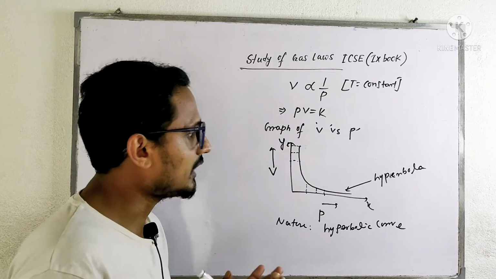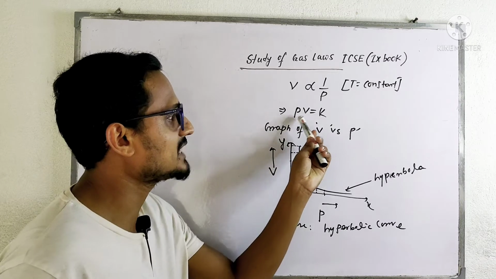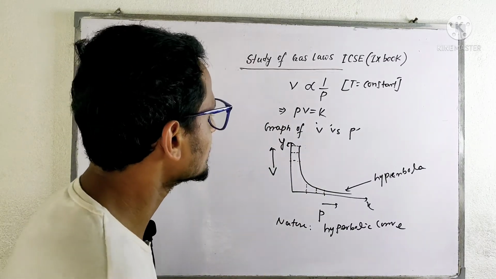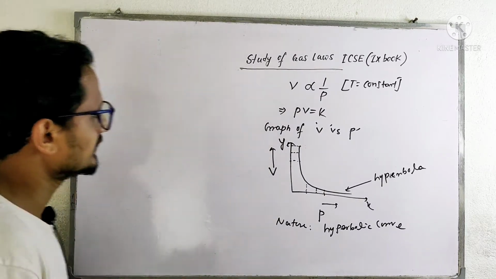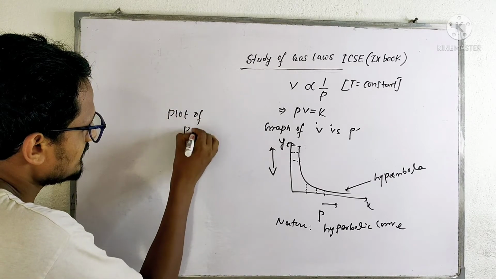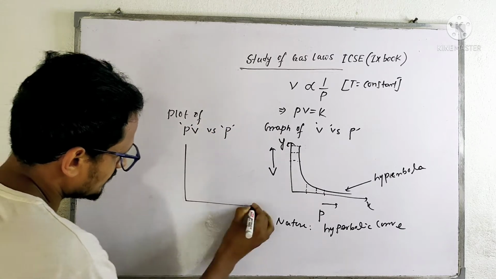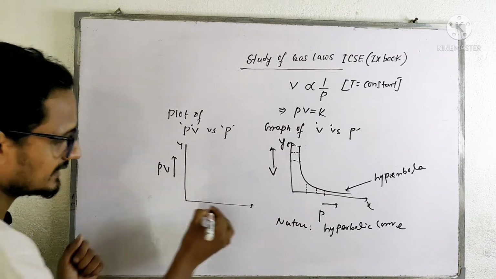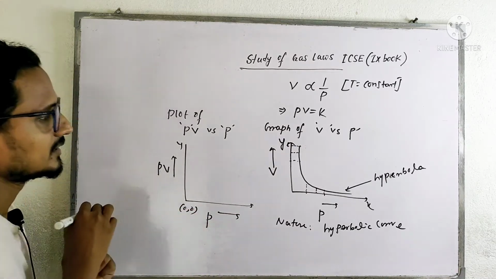Done. Now we will do another plot, that means pressure-volume product versus pressure. Let me see how it will look. Again we write the plot of PV versus P. So along the y-axis we are plotting PV, and along the x-axis we are plotting P. This is the origin.